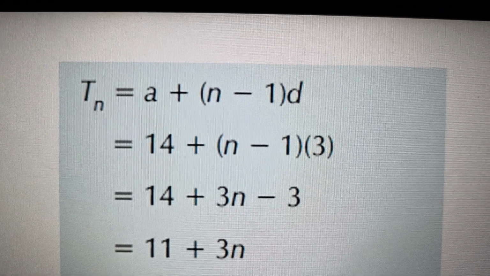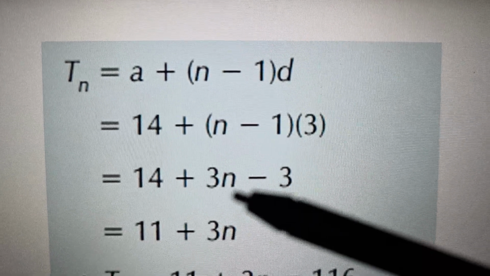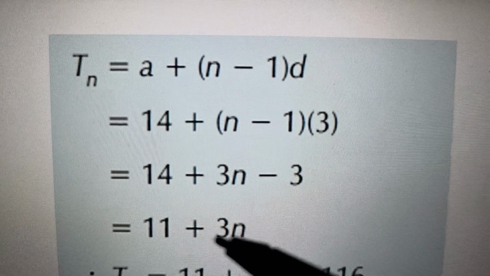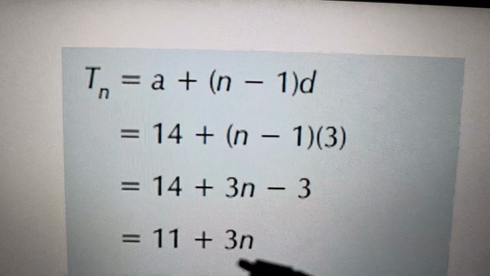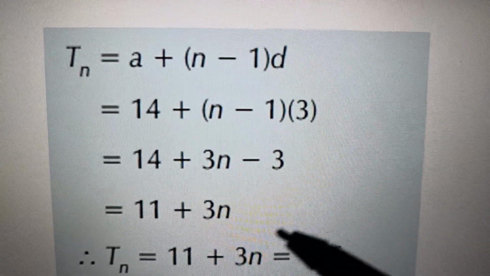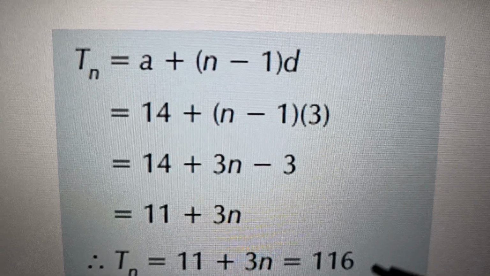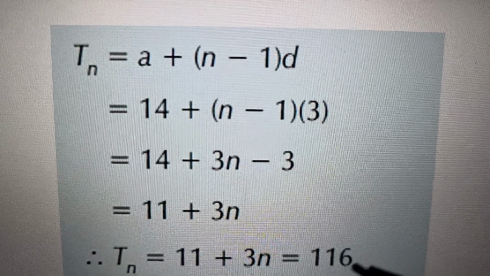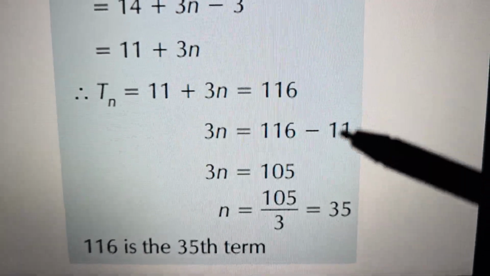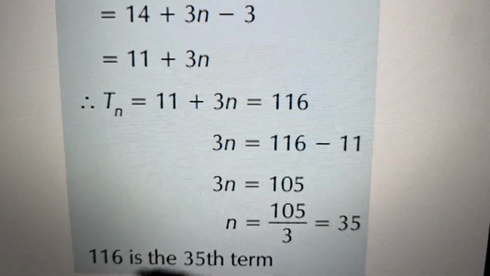Okay, so subbing into my T of n formula, A was 14, D was 3. Multiply 3 into the bracket and you'll get out 3n minus 3. 14 take 3 is 11. So that's your T of n formula. Now that I know what the nth term is, they told me one of the terms is 116. Let your nth term equal 116 and solve for n. Remember, you're not being asked to go and get the 116th term. That is not what they said. They said one of your terms is 116. So let your T of n formula equal 116 and solve for n. And you will eventually get out that n is equal to 35. Therefore, the 35th term in that sequence is 116.